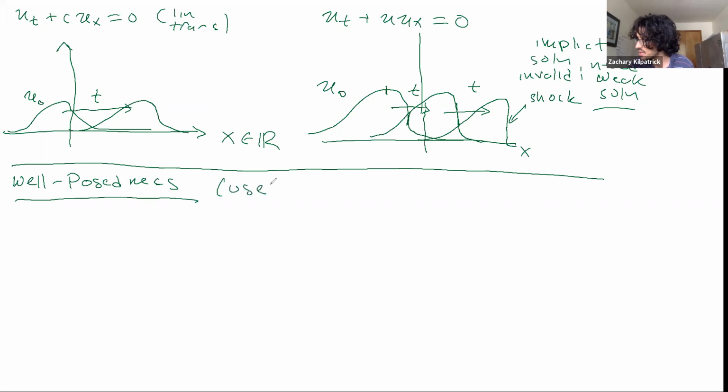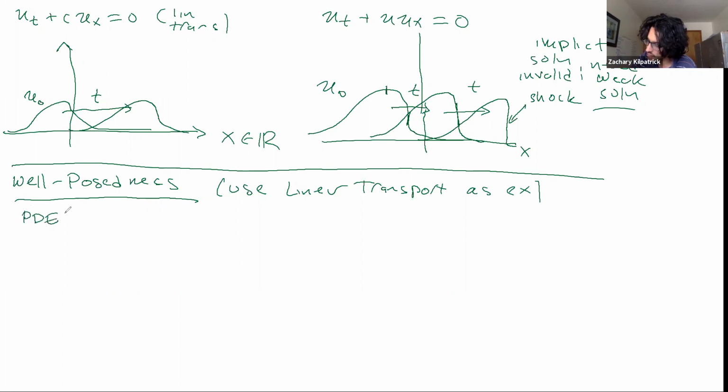Now, well-posedness is much easier to address in linear equations than it is in nonlinear equations. So I'm going to start by going through the case of linear transport, as an example of how we build out a description of well-posedness for a PDE, and in particular an initial value problem, okay?